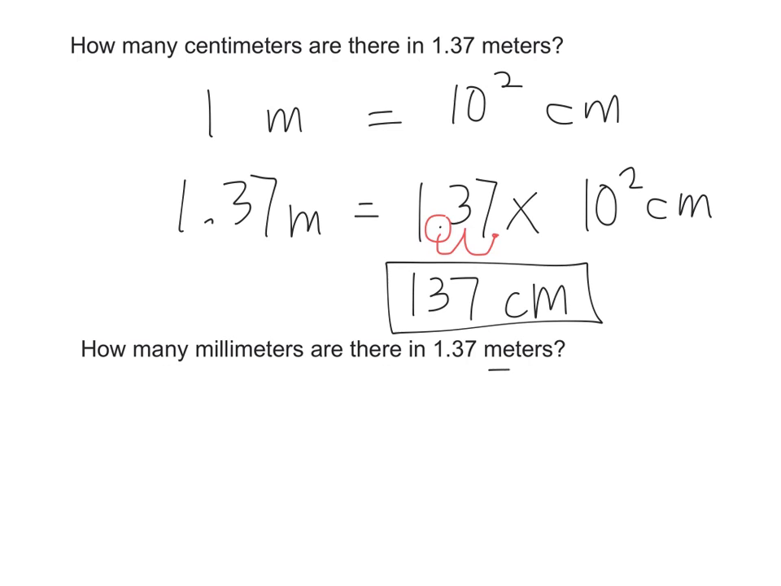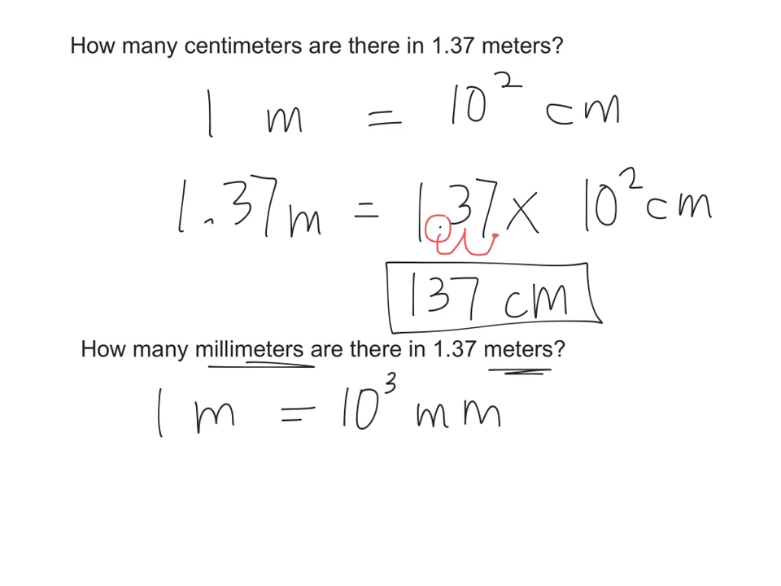Now, let's try this again with the millimeters. This time we're converting from meters to millimeters. So from meters to millimeters. How many millimeters do I have in 1 meter? How many millimeters are there in 1 meter? Arun? There are 10 to the power of 3. Thank you for saying it in exponent form. There are 10 to the power of 3 millimeters in 1 meter.